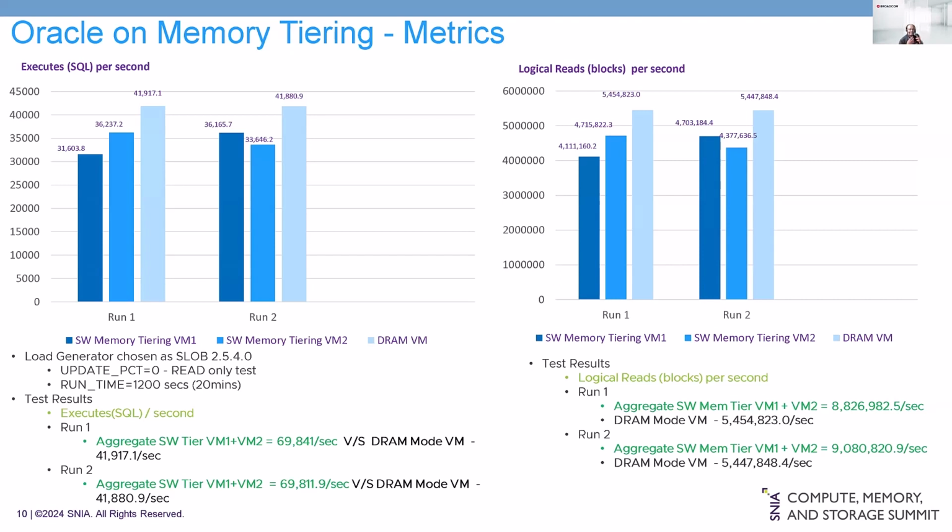Now, looking at another metric, which is the logical reads blocks per second, the aggregate virtual machine 1 and virtual machine 2 run was a lot more than the DRAM virtual machine run as well. So putting these two metrics together and looking at all the runs, what we can see is memory tiering helps us achieve high virtual machine density without having to burn a hole in our pocket to go to the market to procure expensive DRAM.